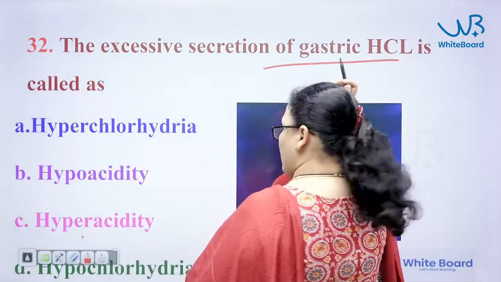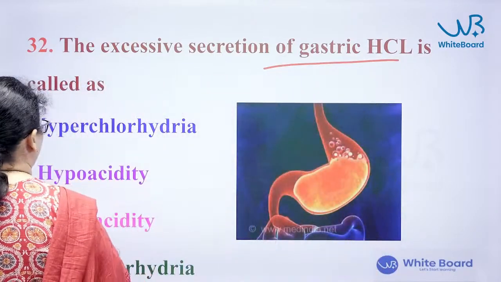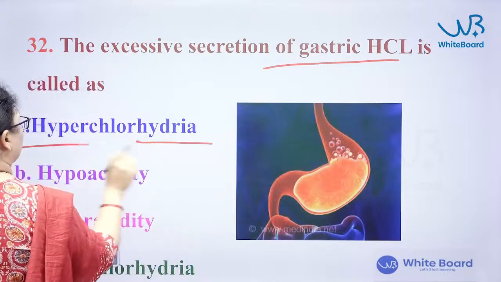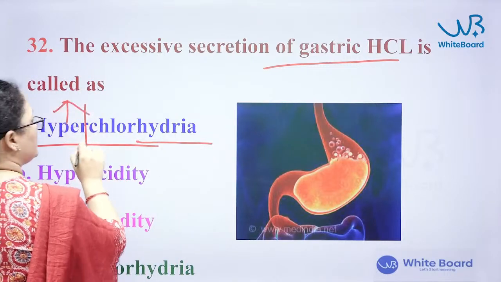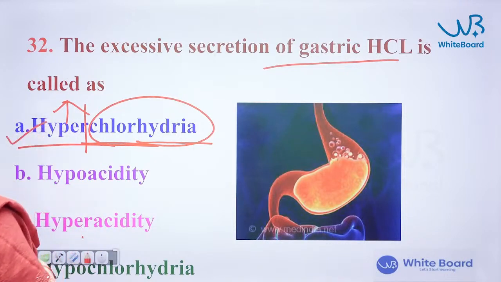Next, the excessive secretion of gastric HCl. So, the earlier question was less secretion. If there is more secretion, what is it known as? Okay, hyperchlorhydria. This is the correct one. Hyper means more. As I have told you, chlorhydria means production of HCl. So, the correct answer is the A option.